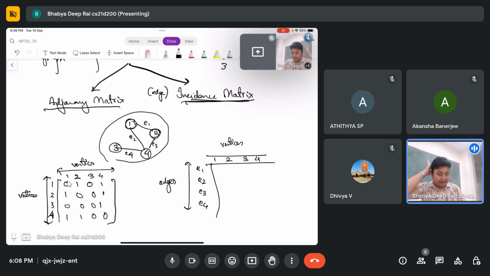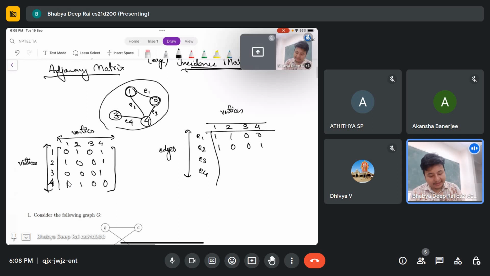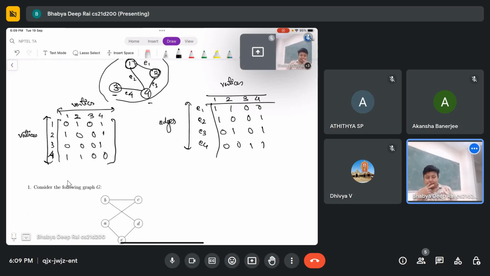So let me draw it. Now if an edge is incident on that particular vertex, then I'll put a 1. So is E1 incident on 1? Yes. Is E1 incident on 2? Yes. Otherwise 0. Is E2 incident on 1? Yes. And E2 is incident on 4. Otherwise 0. E3 is incident on 2 and 4. And E4 is incident on 3 and 4. This is what is called your edge incidence matrix.